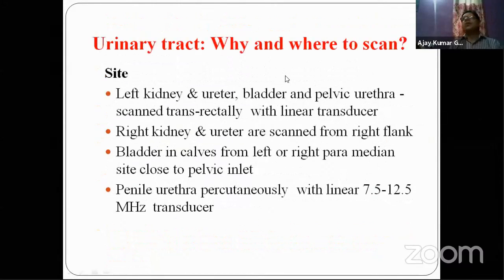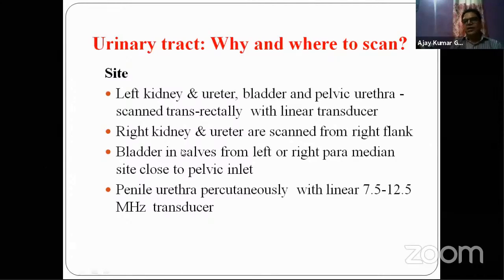Now, the urinary tract. In case of the urinary tract, the indications are almost the same as in small animals. However, here the examination of the urinary tract is not as straightforward as in small animals. The left kidney, left ureter, urinary bladder, and pelvic urethra are scanned transrectally, because they can be scanned transabdominally through the intertransverse processes of the lumbar area only with difficulty. So they are scanned transrectally with a linear transducer.